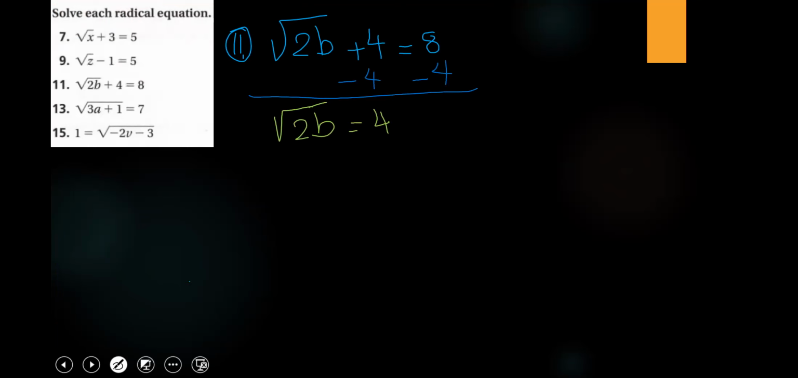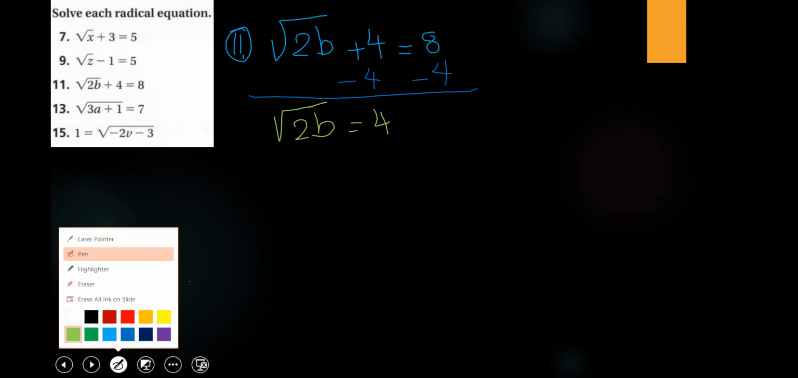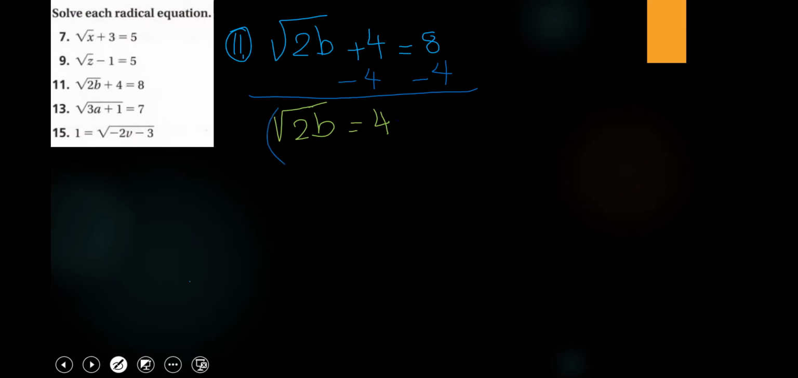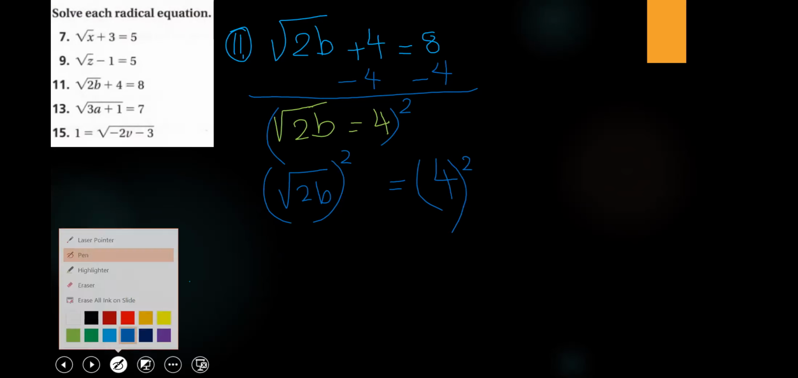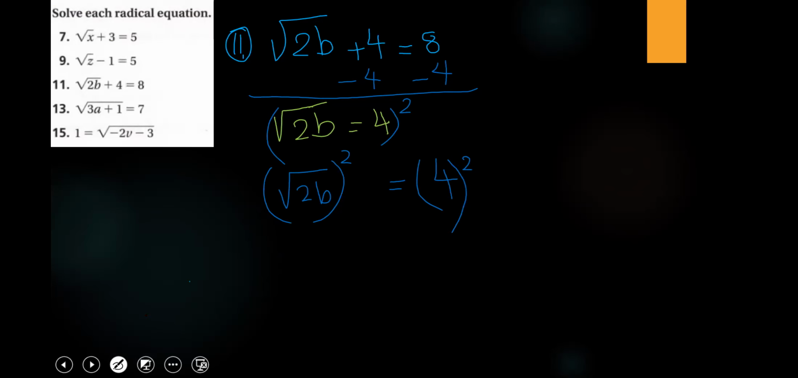Exactly. I don't want the square root of 2b. I want only 2b. So what do I have to do? Square the two terms. So we have the square root of 2b, squared, equals 4 squared. Then the square cancels the square root.